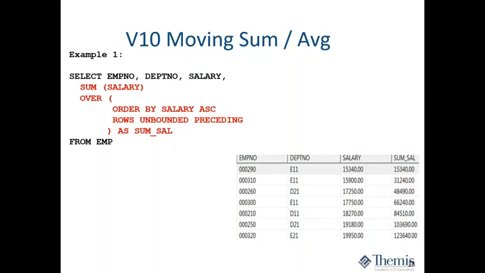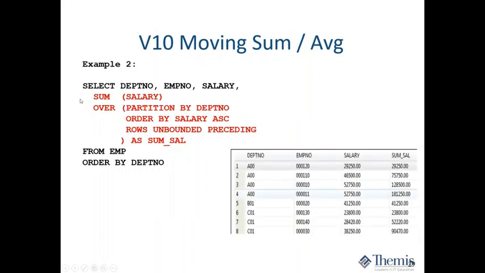So rows unbounded preceding is saying how far back do I go? I'm summing the salaries, the current one, with every row that preceded it, unbounded all the way back to the top. So you can get a running total with a sum or a running average with an average. And that order by determines how the running total works. How about this? Now I've added a new thing to it: partition by department number, order by salary, ascending.